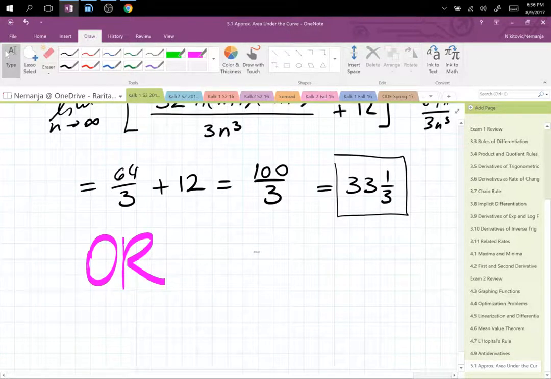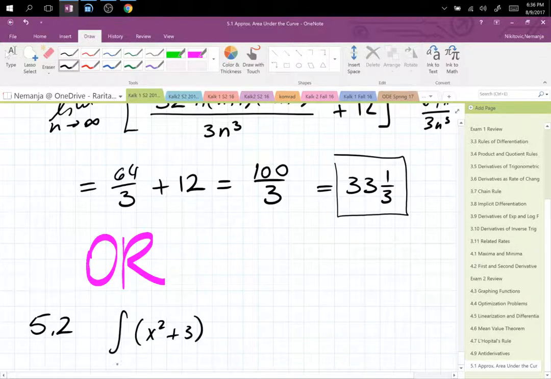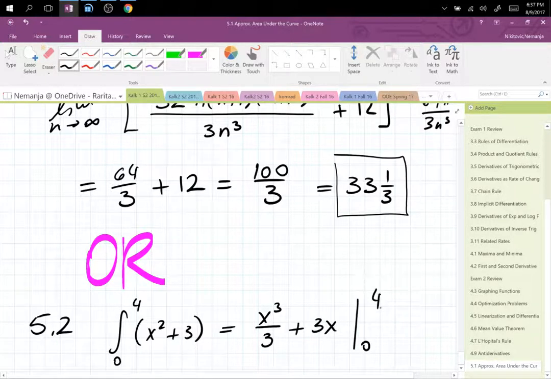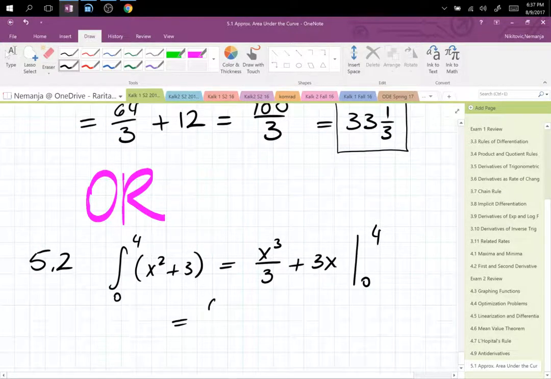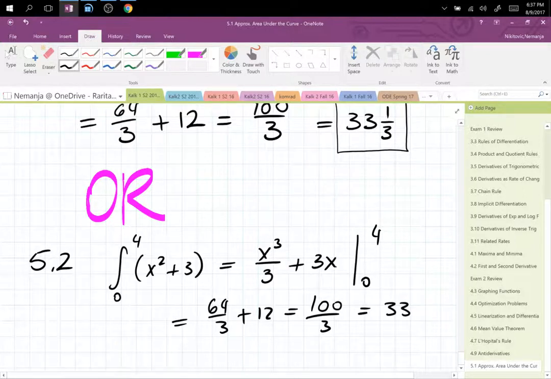Or, in section 5.2, which is the next section, you will say for the same problem, integral of x squared plus 3 computed from 0 to 4, which is x cubed over 3, plus 3x computed from 0 to 4, which will give you 64 over 3 plus 12, which is 100 over 3, which is 33 1/3.